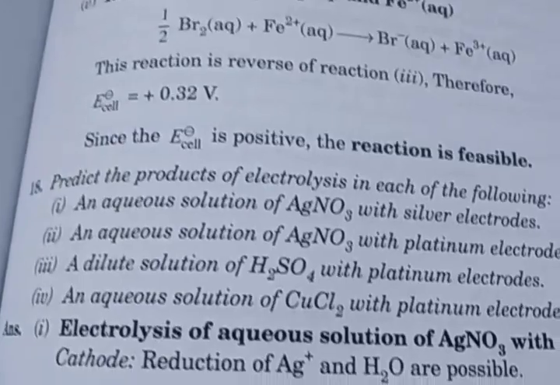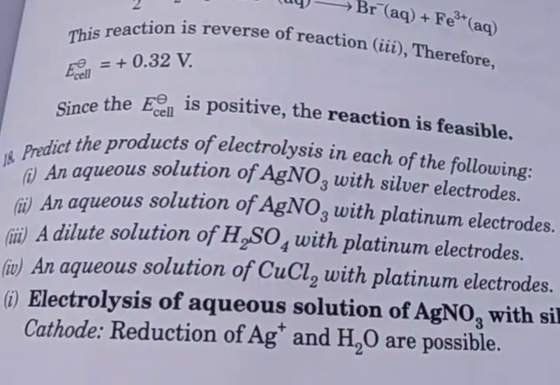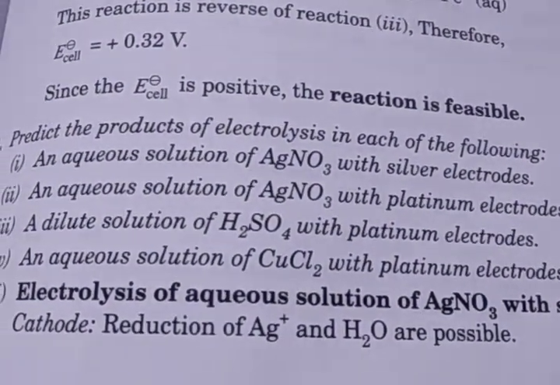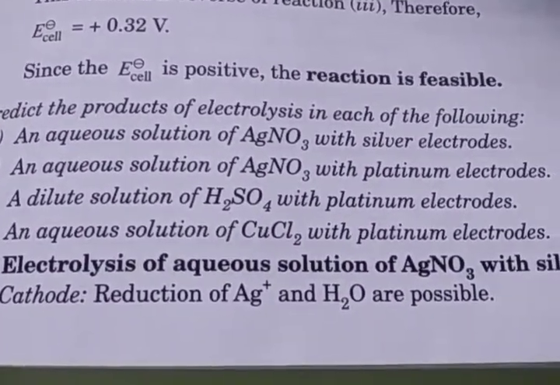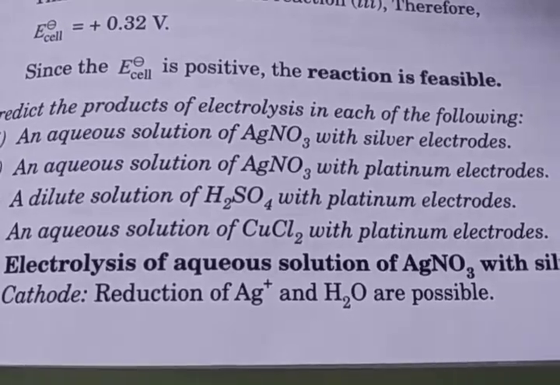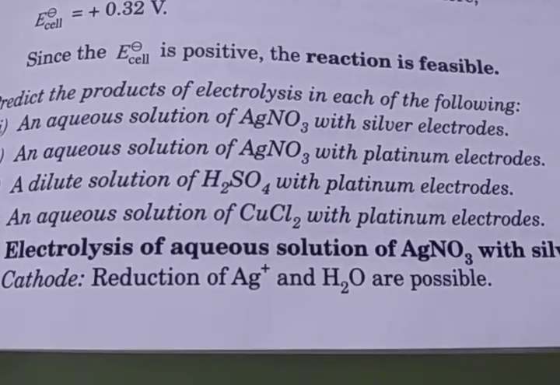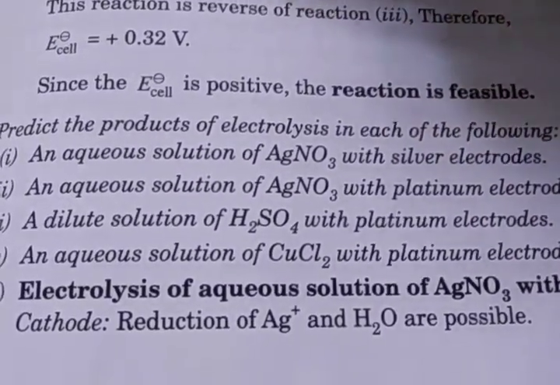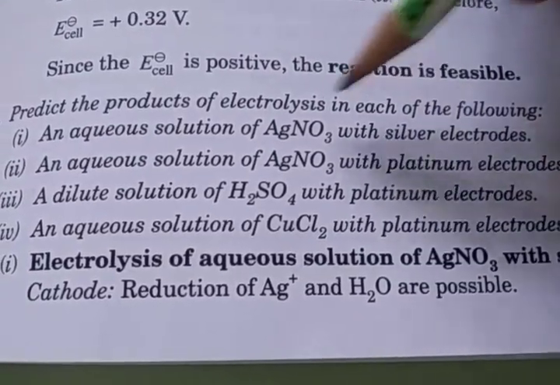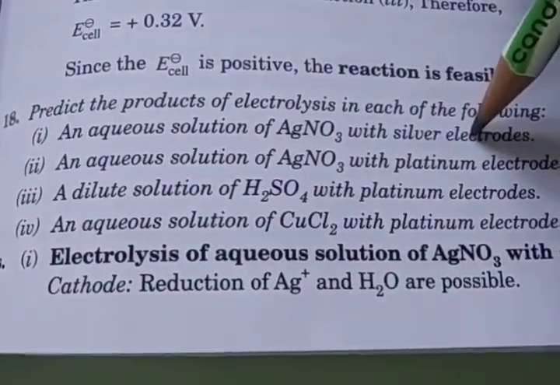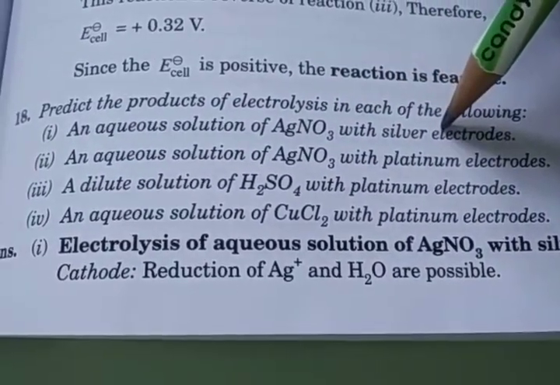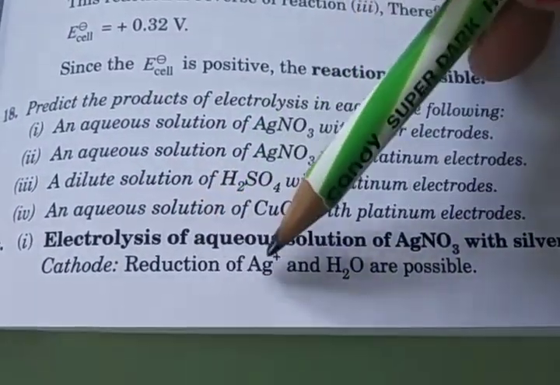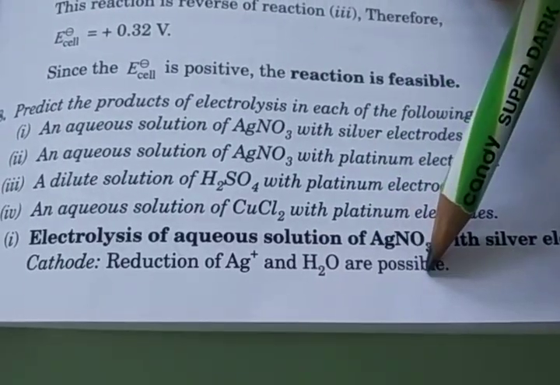Then question number 18: predict the products of electrolysis in each of the following. First is an aqueous solution of AgNO3 with silver electrode. So at the cathode, reduction of Ag+ and H2O are possible.